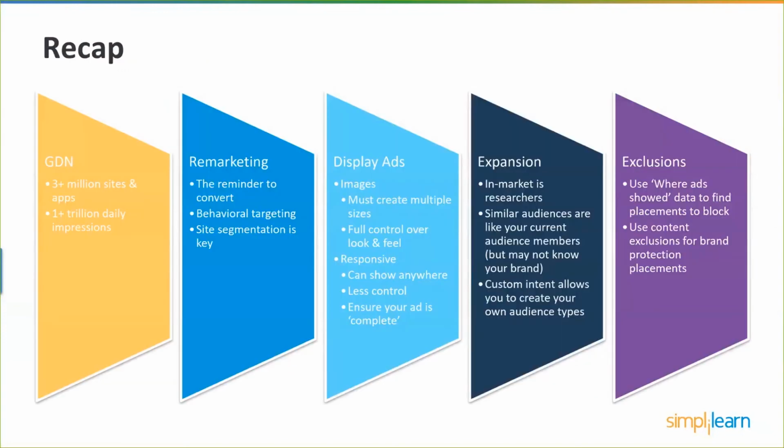So just a quick recap, right? The display network's huge. I mean, it's 3 million sites and 1 trillion daily impressions. So it's not that you can't get inventory there. It's really about controlling, across those trillion impressions, who you really want to serve an ad to, right? With remarketing, this is often the reminder to convert. It's behavioral targeting. Everyone who says, oh, we're doing behavioral marketing, if you're doing remarketing with Google Ads, you're doing behavioral targeting. And the key to getting that right is segmenting your website into appropriate lists, right?